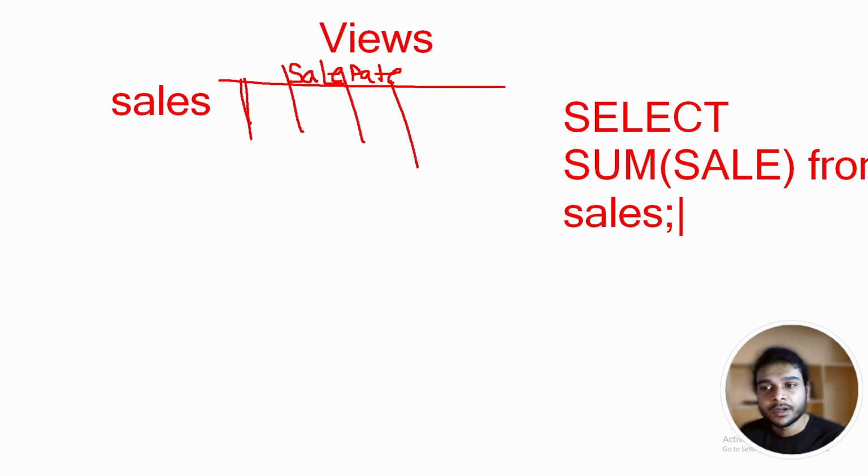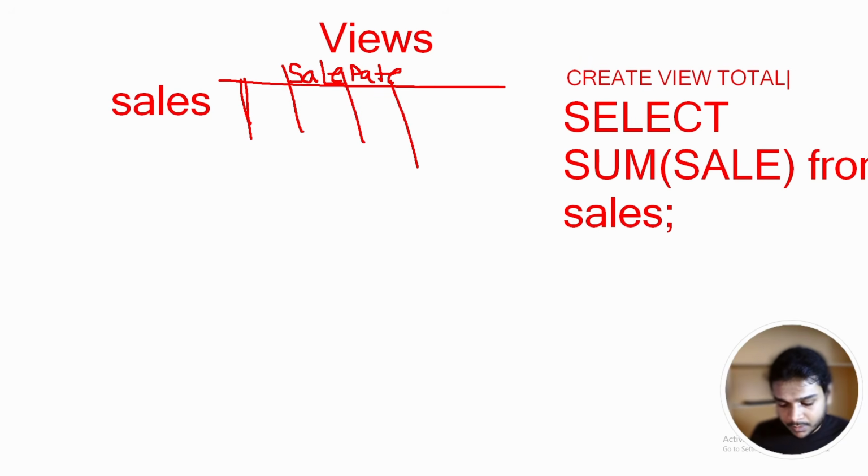This is a query, but a view is a query that is stored in an object form, just like a table. This is just a query, but you convert it into a view by just adding create view and saying total sales. Why do we do that?